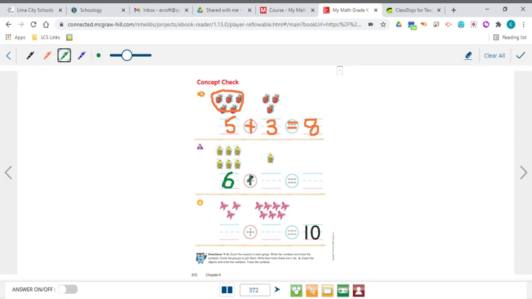plus 1. 1 more equals. All right, so when you add 1 to something, it's just like you're counting. 1 more than 6 is 7, right? You would say 6, 7. So you're just counting on 7. 6 plus 1 equals 7.